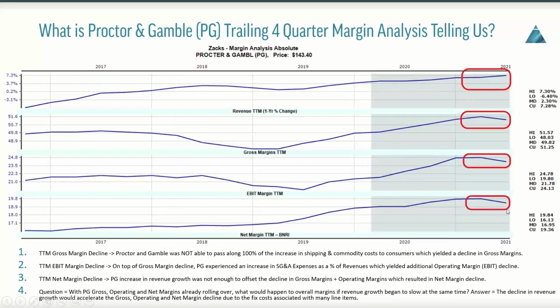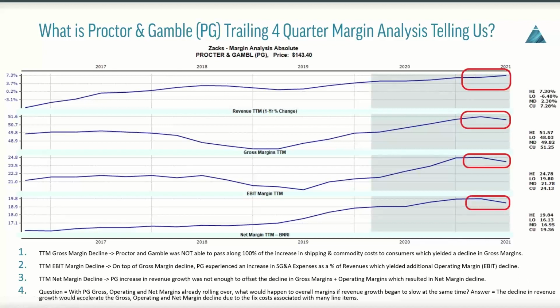So when we look at net margin declining, what again that tells us is that even though we had an increase in revenue growth, it was not enough to offset the increase in shipping and commodity prices, as well as the increase in SG&A, and therefore net margins slipped.